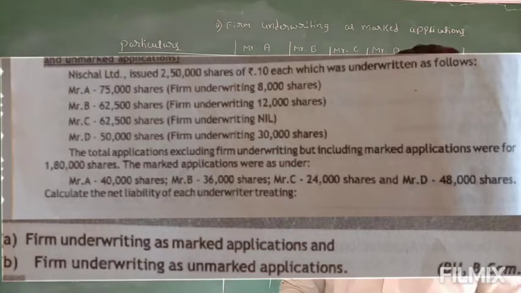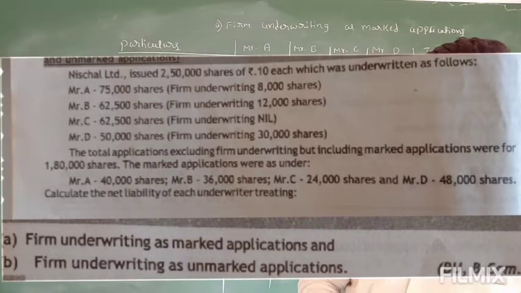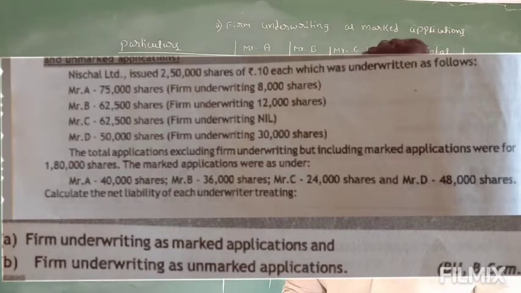The question starts. Nickel Limited issued 2,50,000 shares of rupees 10 each, underwritten as follows. Mr. A 75,000 shares, with firm underwriting of 8,000 shares separately. Mr. B 62,500 shares, with firm underwriting of 12,000 shares. Mr. C 62,500 shares, with firm underwriting nil. Mr. D 50,000 shares, with firm underwriting of 30,000 shares. So they have given the allotment and the firm underwriting. The shares allotted to A, B, C, D we consider as gross liability.